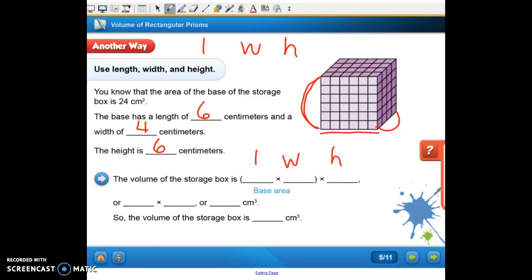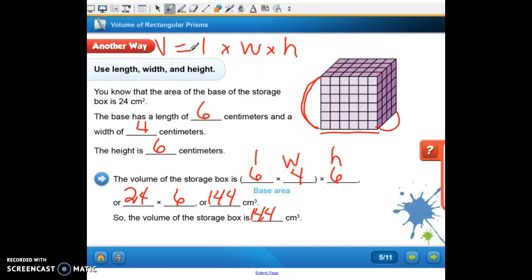I wrote the letters in instead of the numbers. So, the length was 6, the width was 4, and the height was 6. So we do 6 times 4, which is 24. And our height is 6, or 144 centimeters cubed. So the volume of the storage box is 144 centimeters cubed. What you really need to remember is this. Volume is equal to length times width times height.